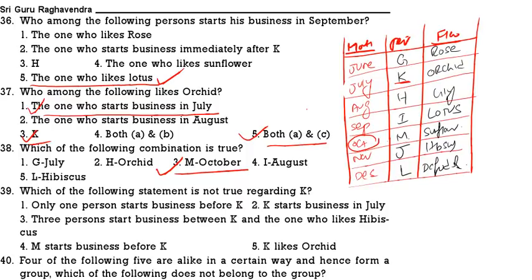Only one person is there before K. That is true. K starts his business in July. That is true. Three persons are there between K and hibiscus. That is true. M starts before K is false. This is false. Then see the next question.